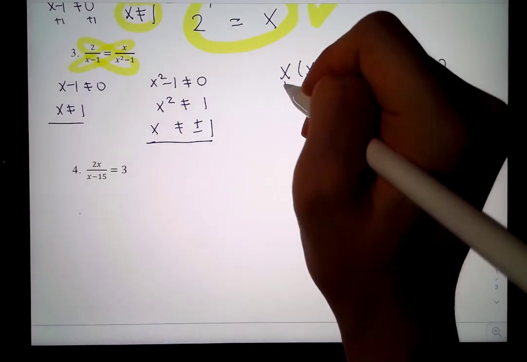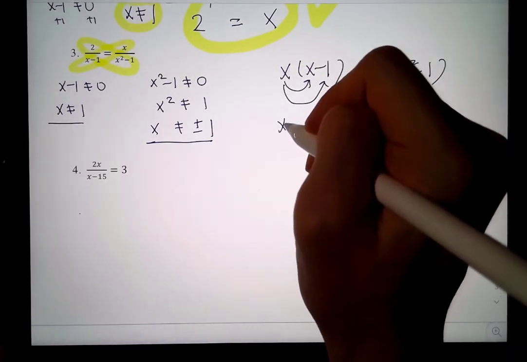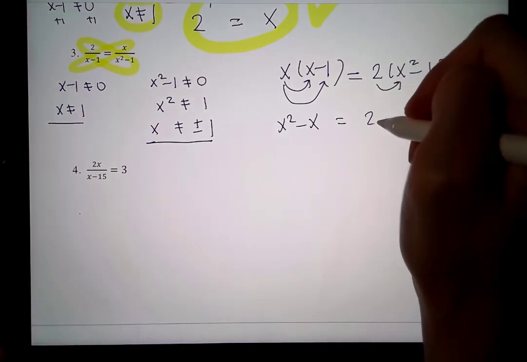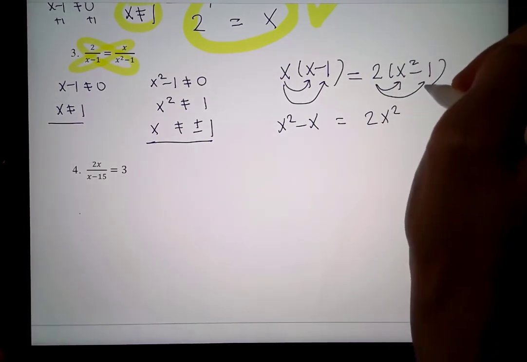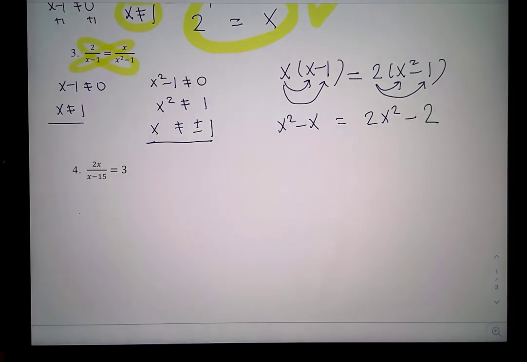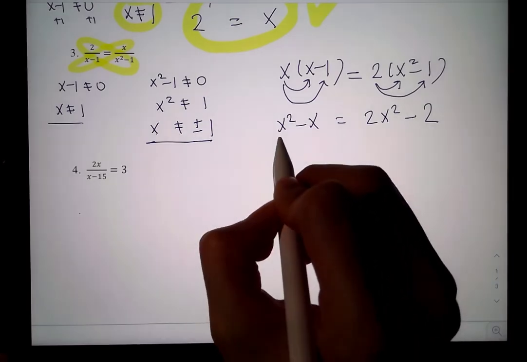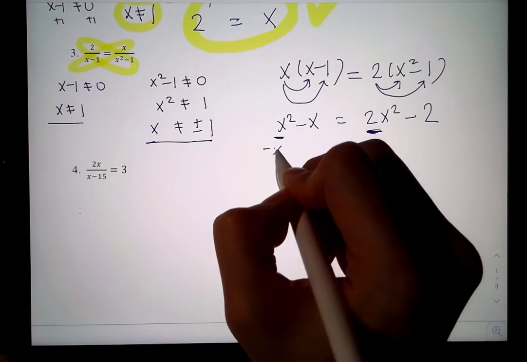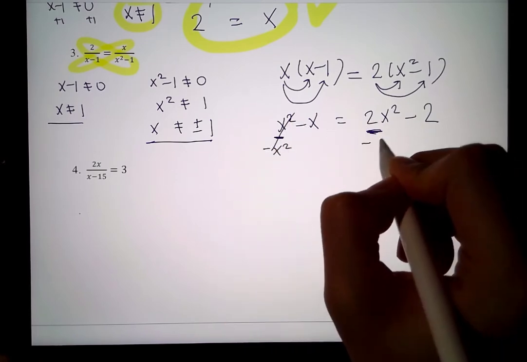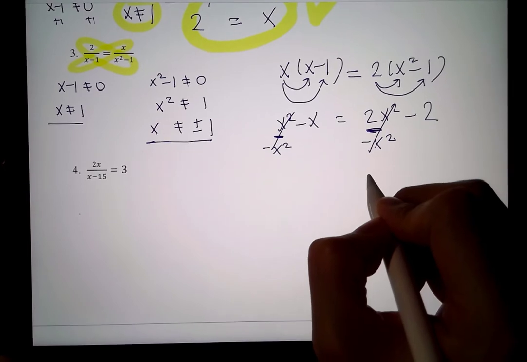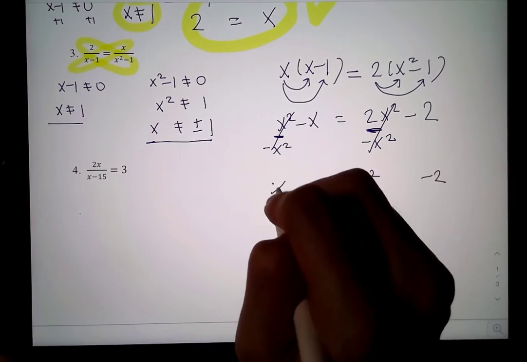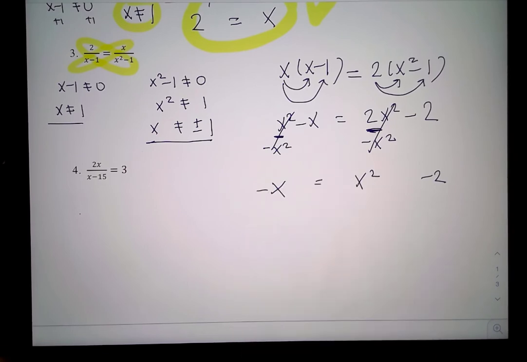Distribute this, then you get x squared minus x. And this side, you do this, 2x squared, and you do this, minus 2. Right? And then we need to combine the like term, x squared together, this and this, right? So I will do minus x squared, then you get x squared minus 2 equals x, actually minus x, right?